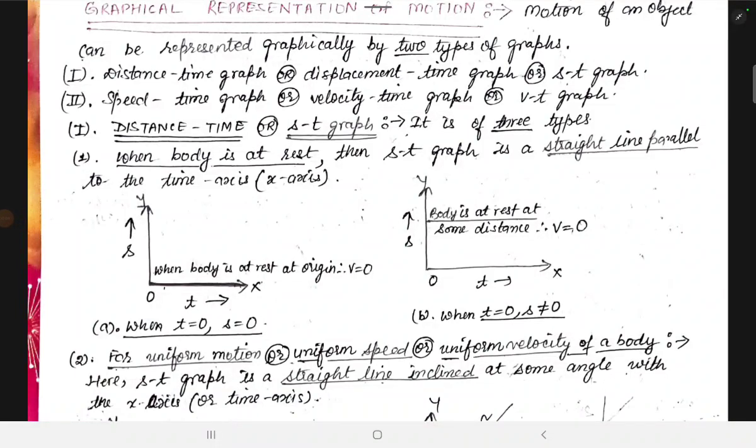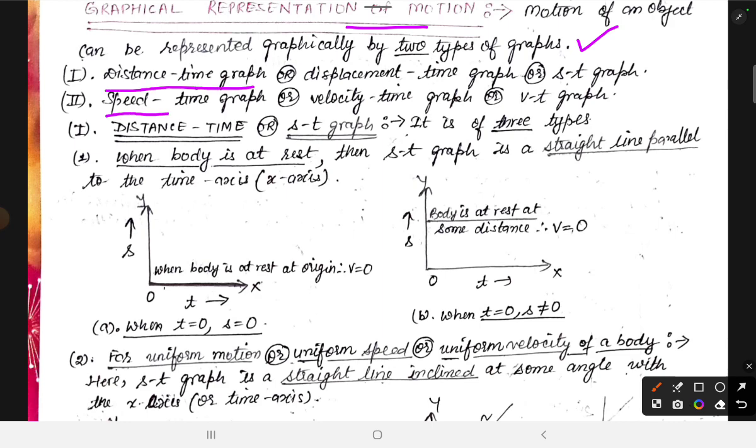Today, quickly, we are going to discuss the graphical representation of motion. Motion of an object can be represented graphically by two types of graphs. One is the distance time graph, another is the speed time graph. This distance time graph can also be written as displacement time graph or ST graph. The speed time graph can also be termed as velocity time graph or VT graph.